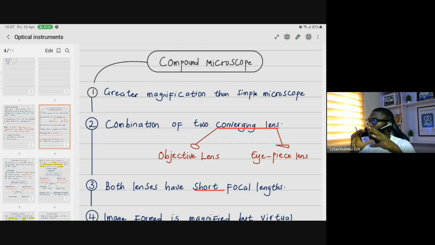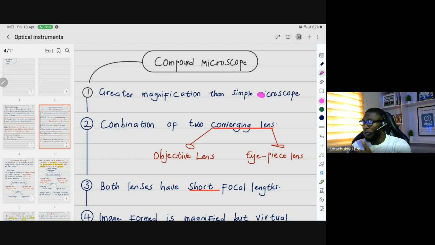So now, to have a greater magnification than what? This one has greater magnification than the simple microscope, right? That's what I wrote. And then it is a combination of what? Two converging lenses. Take note of that. So for your compound microscope, we are bringing together two converging lenses.